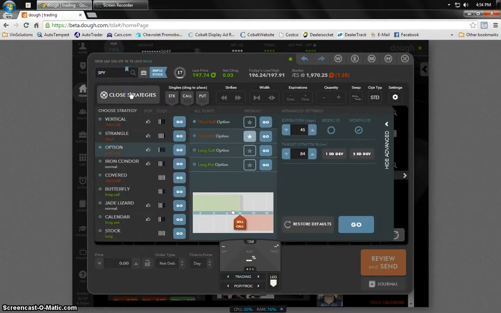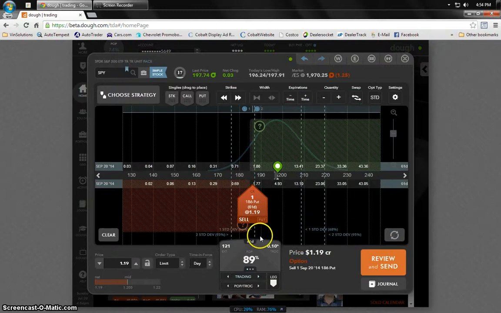Where's the ideal place to sell your put or call? You want to sell your put or call 1 standard deviation out of the money. Again, repetition is the mother of all learning. Here's the S&P 500. It's at 197. You're selling a put at $186. Why? Because that's 1 standard deviation below where the stock is right now, and you're betting that the stock will remain higher.